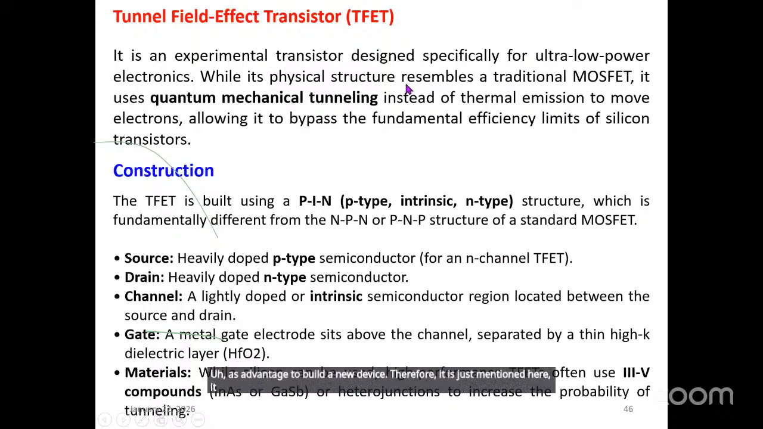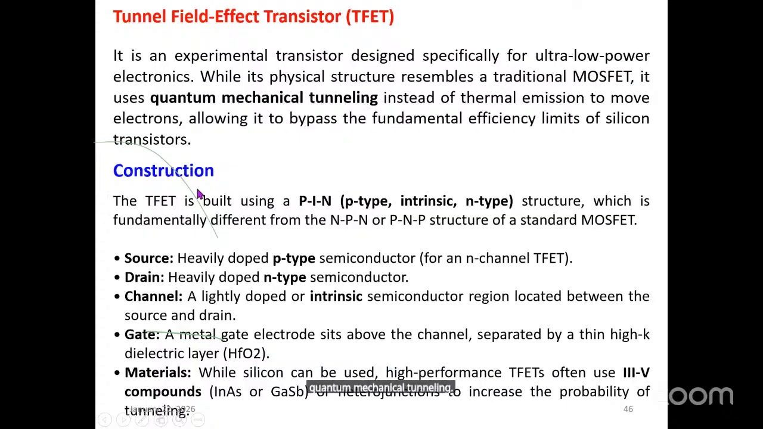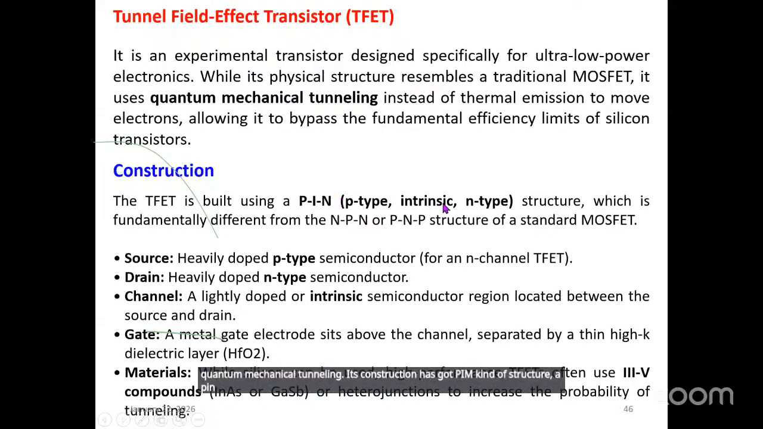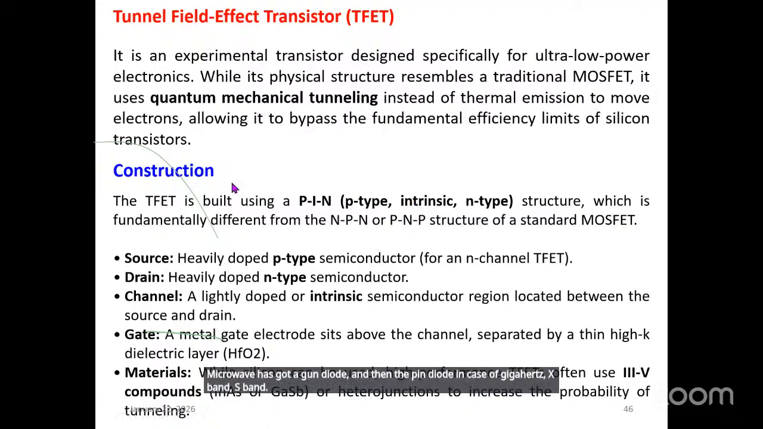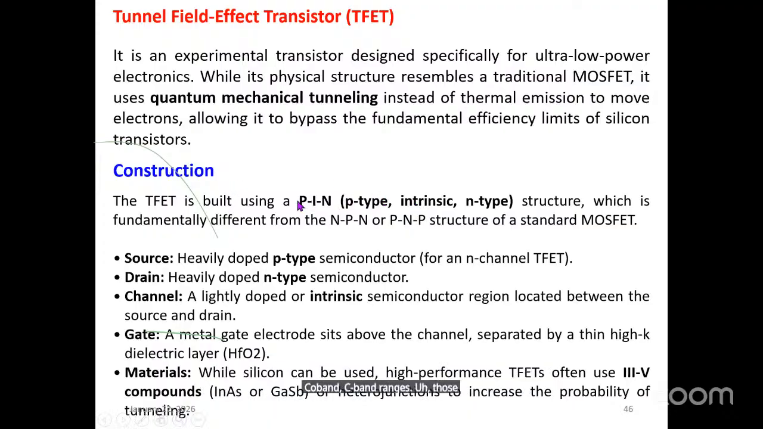It is an experimental transistor designed specifically for ultra low power electronics, using quantum mechanical tunneling. Its construction has a PIN kind of structure, like a pin diode. Those who are concerned with microwave have the Gunn diode and then the pin diode in case of gigahertz, X band, S band, Q band, C band ranges. Those people must be aware of what a pin is. Pin means P type, intrinsic, and N type.